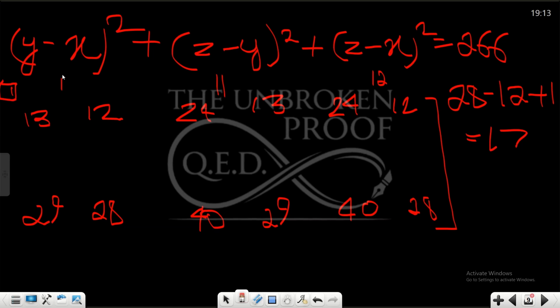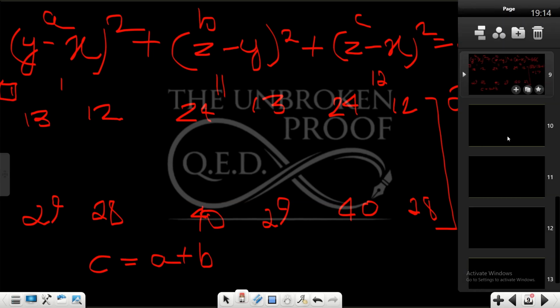Yes, definitely. You can keep y minus x as 11, z minus y as 1, but z minus x should be only 12. It cannot be 11 or 1, because if you keep it as a, b and c, it is very clear that c should be a plus b. So that's why c cannot be either 11 or 1, c has to be 12, but a can be 1 or 11, b also can be 11 or 1. If this is 1, this is 11, this is 11, this is 1.